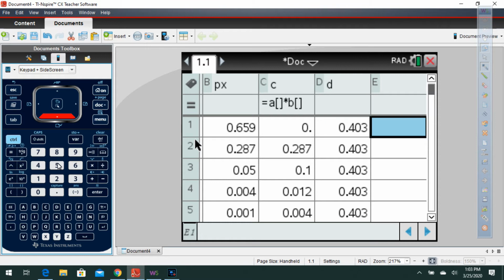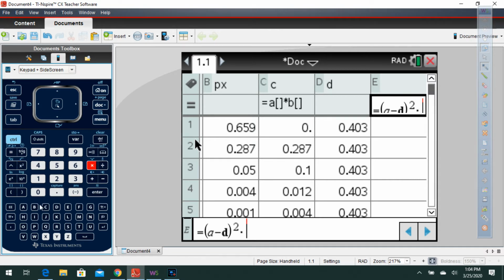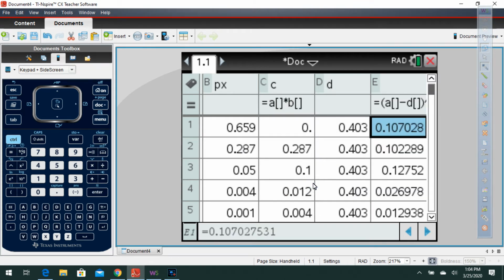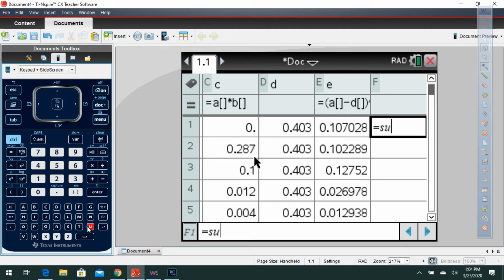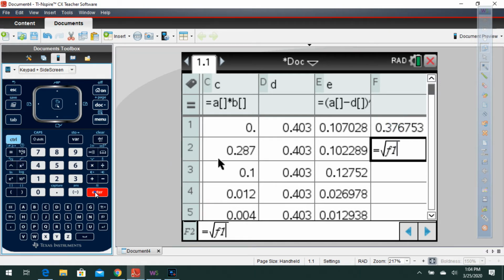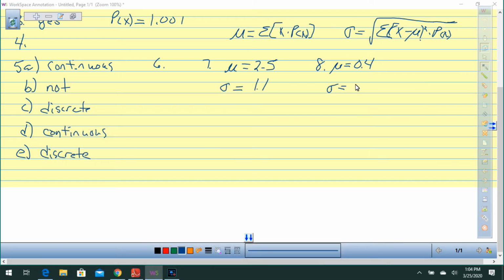Now, what's the next step? We have to do x minus the mean, squared, times p of x. So we've got equals, open parentheses, x, and that's A, minus the mean, which is D, squared, times p of x, which is B. Column reference, there we go. And then we go over here, and we were going to call that E, and then it's equals sum of E, and equals the square root of that, and that's 0.6. Excellent.